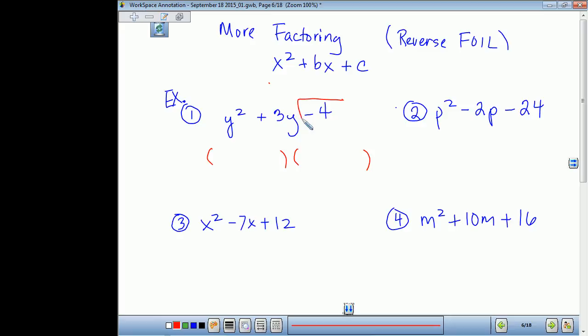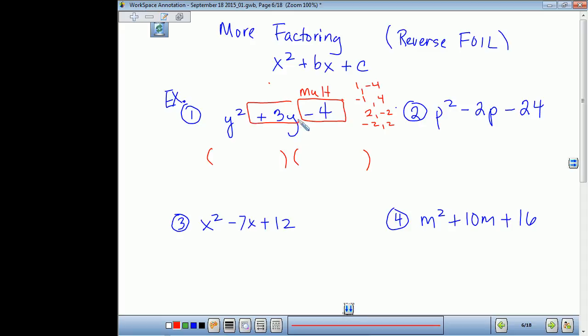And the way you do that is you look at your last term and you ask yourself, what can I multiply to get negative 4? So what crosses your mind is positive 1 and negative 4, or negative 1 and positive 4, or positive 2 and negative 2. And saying negative 2 and positive 2 really is the same thing, right? Because I know when I multiply two binomials, these last two terms give me that constant.